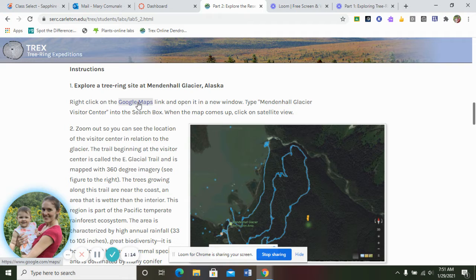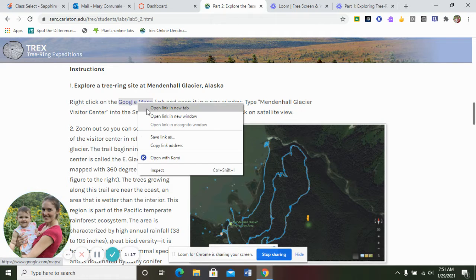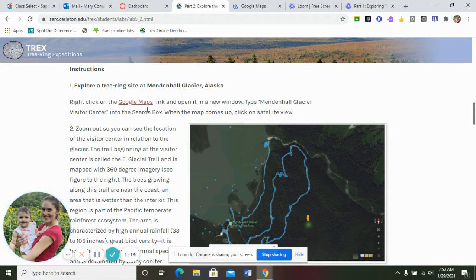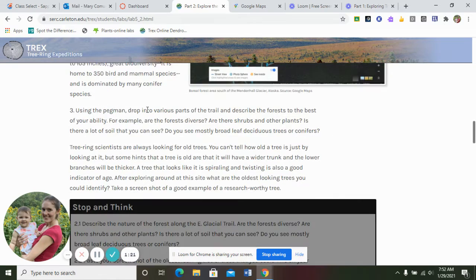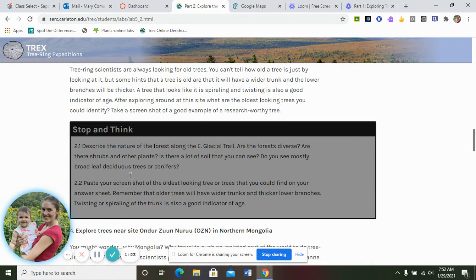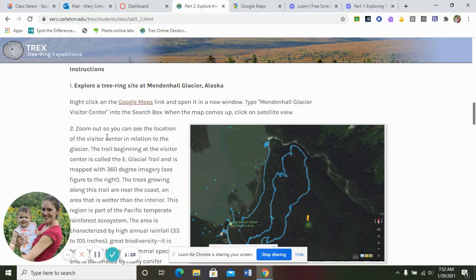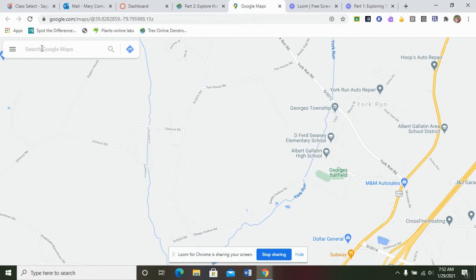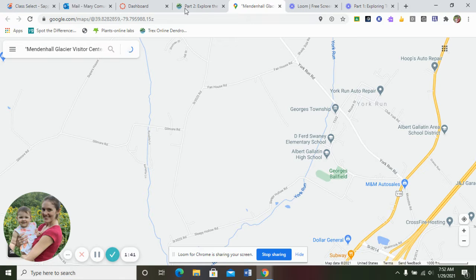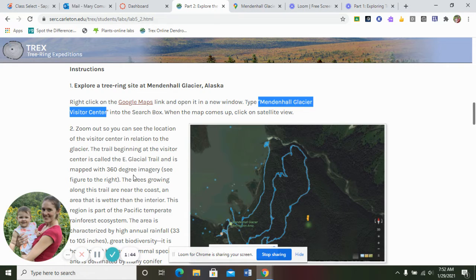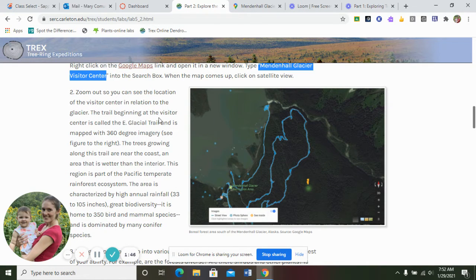So, we're going to be exploring the tree ring site at Mendenhall Glacier. We're going to be using Google Maps for this, and you're going to be answering the first 2 questions as well. So once we open Google Maps, we're going to type in Mendenhall Glacier Visitor Center into the search box. When the map comes up, click on Satellite View.